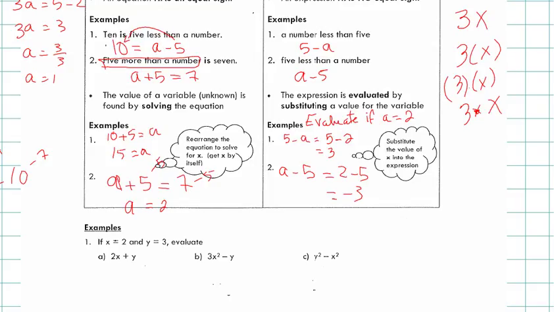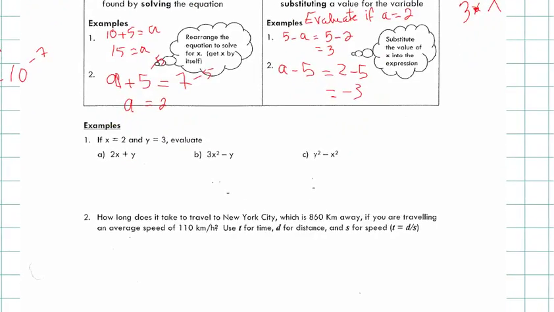So what do you have to do? Read this for me, please. 2x plus y. What's happening between the 2 and the x? Multiply. Yes, there's no plus, that means they're multiplied. If it were 2 plus x, it would be written differently. They're telling you that x is 2 and y is 3, so you replace x by 2 and y by 3. 2 times 2 plus 3.